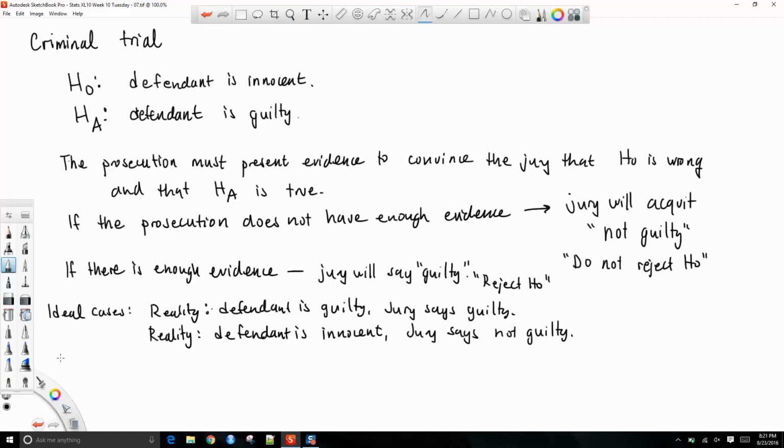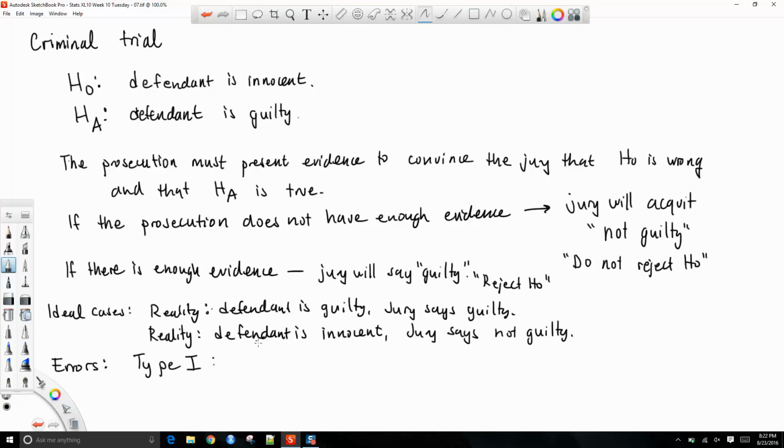But because we never have all of the data or all the evidence and we don't know exactly what happened, we are subject to making mistakes, okay? And so what are the errors that could be made? We have a type 1 error. What is a type 1 error? The false positive, which means we rejected the null when the null is true. And type 2 is the false negative, where we did not reject the null when the null was false.